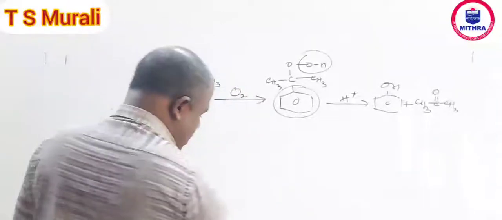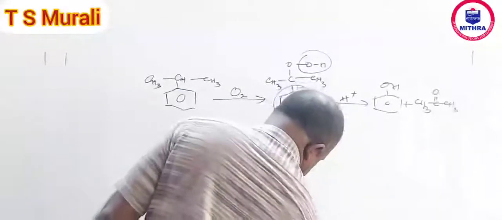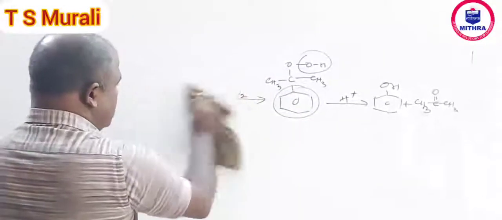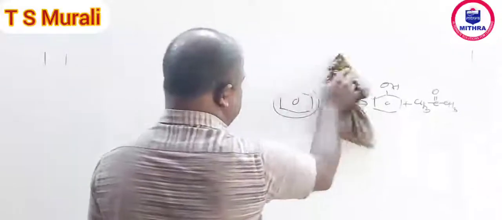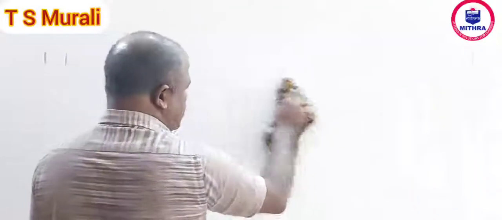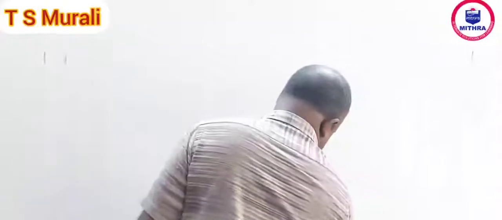When we compare alcohol and phenol, acidity is more for phenol, not for alcohol. So study that idea first. Alcohols are less acidic than phenol. So the highest pKa value goes to ethanol, and the remaining three we can compare.